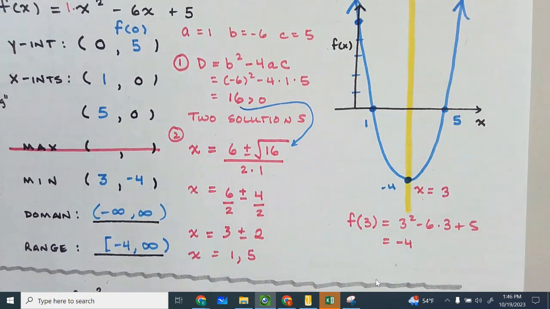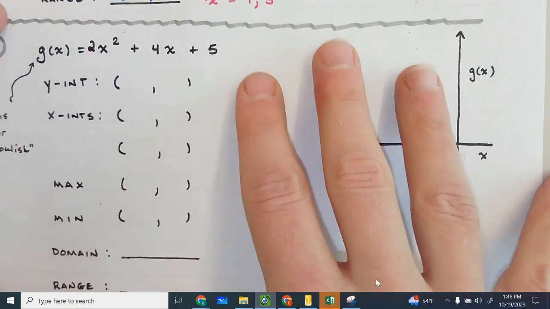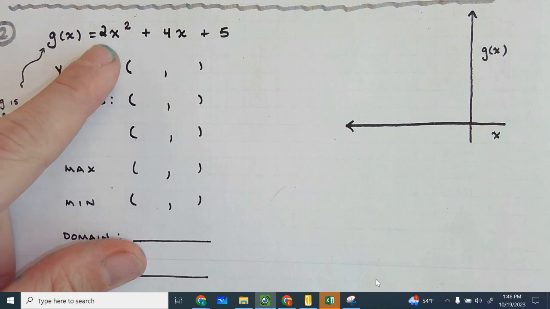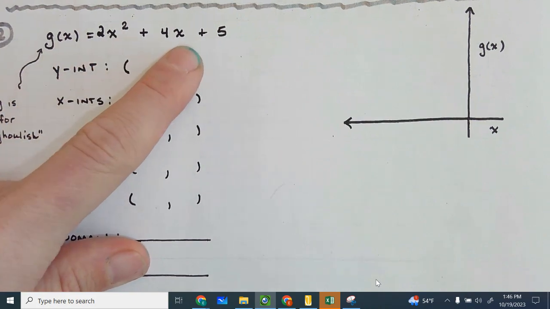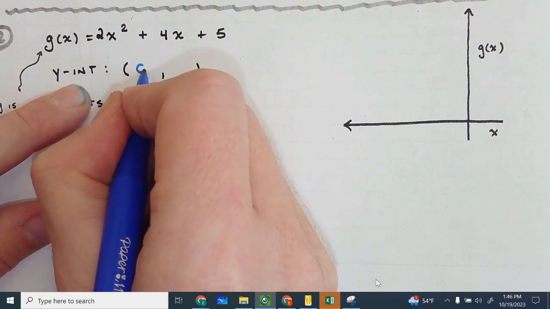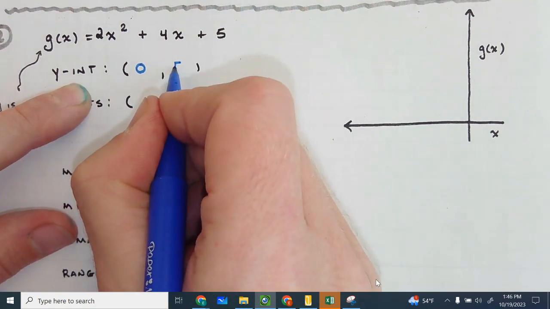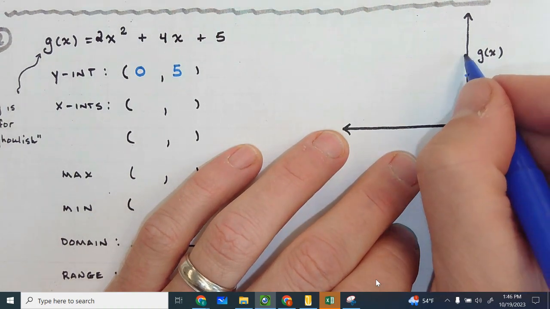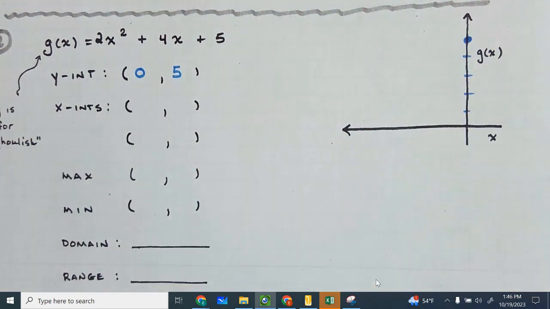All right, roll to the second example. On this one, g of x is equal to 2x squared plus 4x plus 5. No sweat, Mr. Klein. Y-intercept, I know if I plug in 0, the output is going to be 5. Hey, it's just like the last one. So 1, 2, 3, 4, 5, right there.